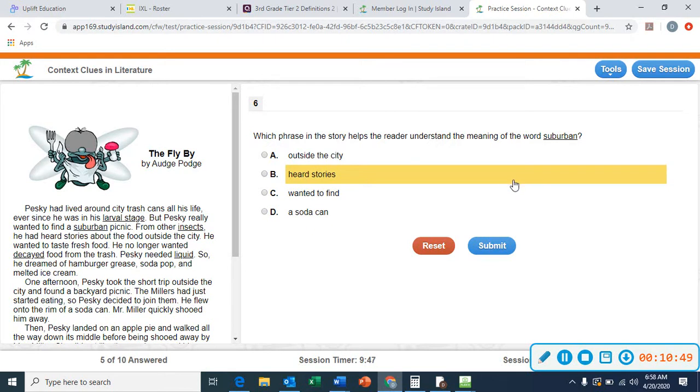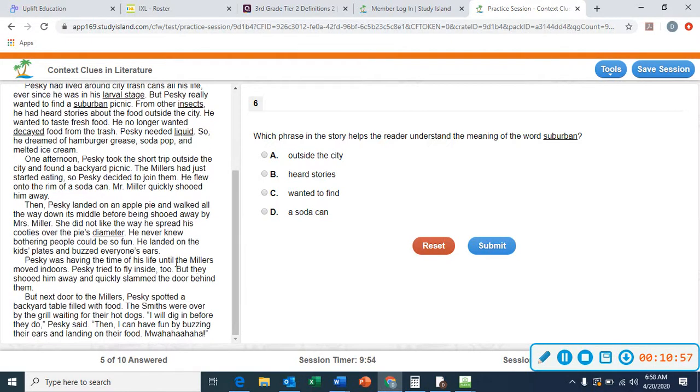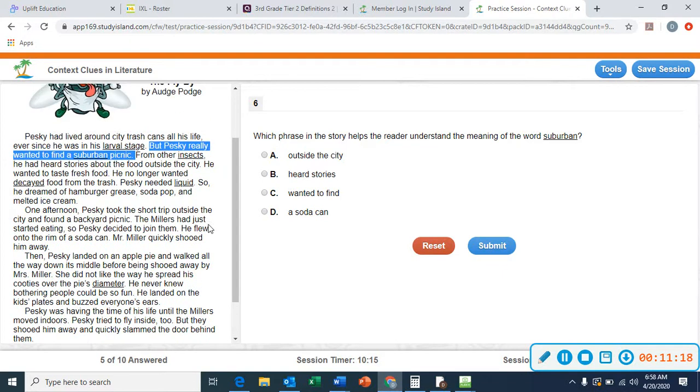Suburban. Which phrase in the story helps the reader understand the meaning of the word suburban? Well, let's use our context clues in the paragraph where we find the word suburban. Highlight that sentence. But Pesky really wanted to find a suburban picnic. Sometimes we have to use the clues in the sentence before and the sentence after. Okay? It's clues all around the story. We just have to process them while we're reading, guys.